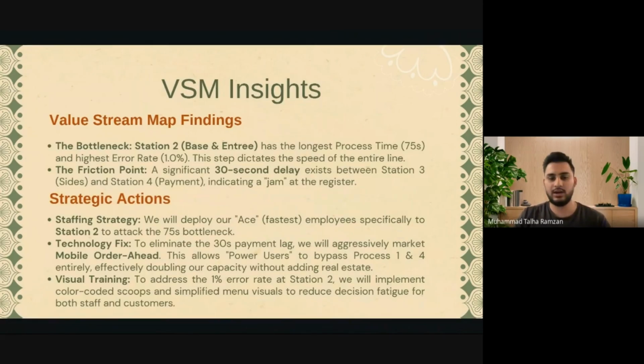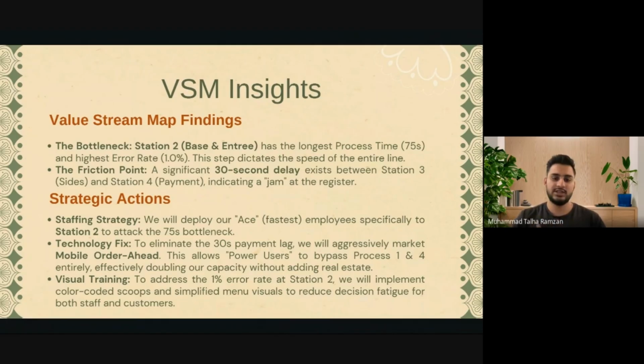So the main bottleneck we saw was at station 2, where you get the base and entree. It has the longest processing time of almost 75 seconds and a higher error rate. A second friction point that we saw is a 30-second delay between station 3 and 4, which mimics a jam or a number of people waiting in line.